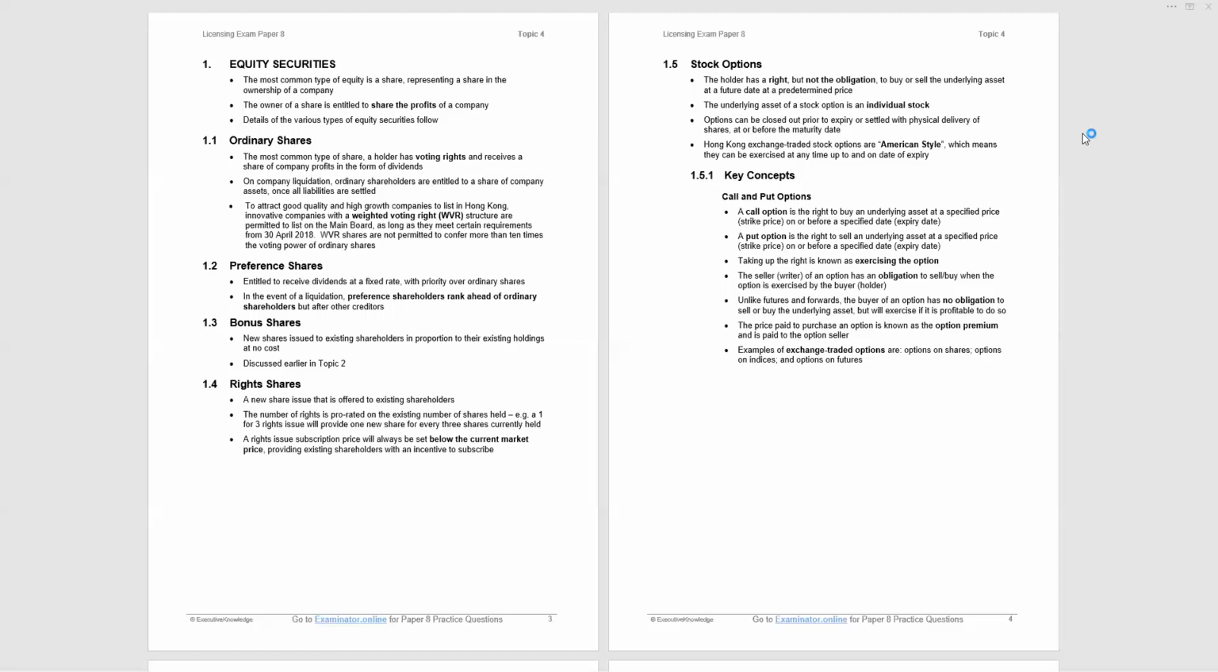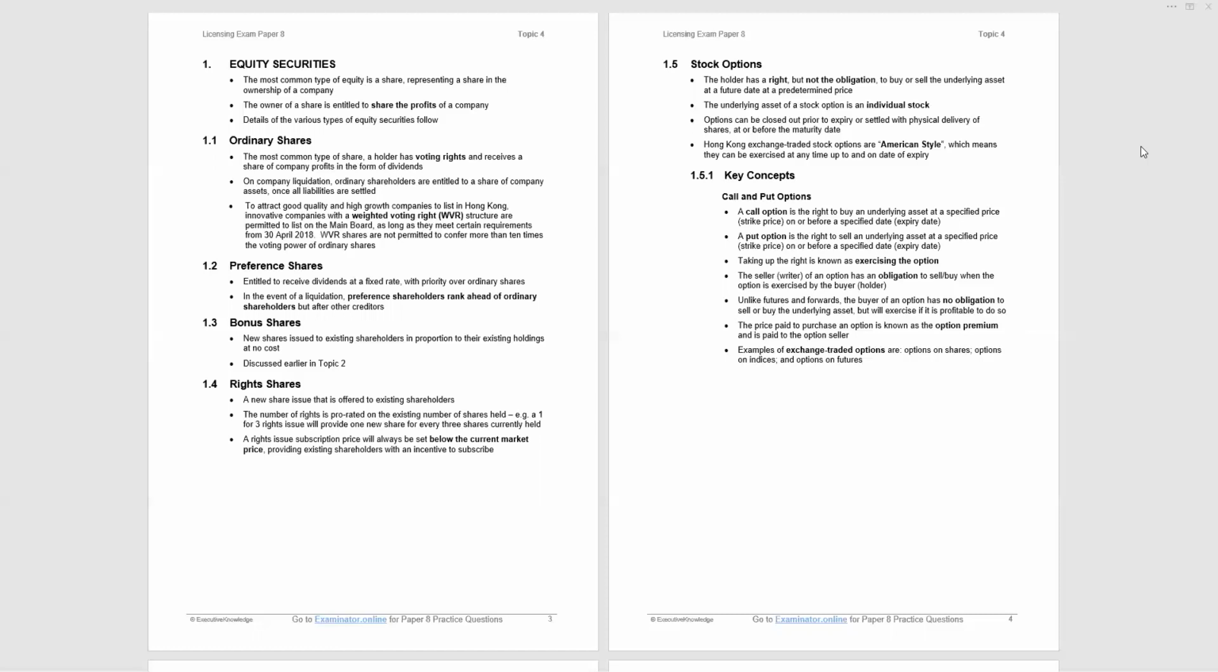Now, unlike futures and forwards, where the buyer has an obligation to reverse the trade, with options there is no obligation to sell or buy. It will all depend on whether it's profitable to do so. When you are buying an option, similar to the insurance policy that I referred to a moment ago, you will pay a premium. That is a premium for the right to buy or sell in the future.